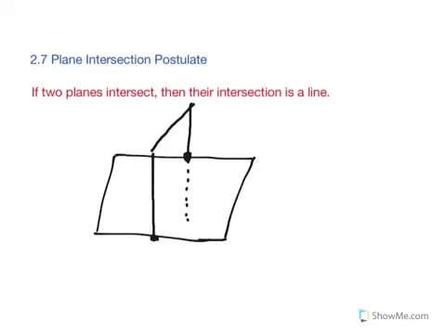You draw a dotted line to show that we have part of the plane on the other side of that horizontal plane. Draw a line straight down, connect those two pieces together, and we can see through these 2 points that's their intersection, and that is a line that is formed. Okay, so the plane intersection postulate just says that if 2 planes intersect, then their intersection is a line.